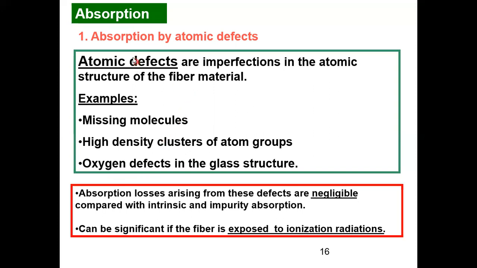So this is absorption by atomic defects. But if suppose there is some ionization radiation present, then these defects might behave abnormally. Behave abnormally means what happens? The particles might tend to vibrate if I am exposed to that radiation. The moment the structure through which my light is passing starts vibrating or oscillating.